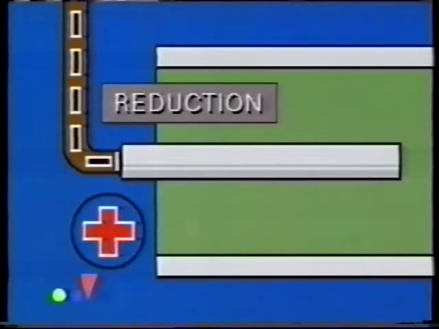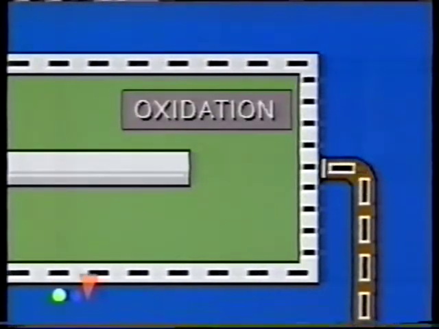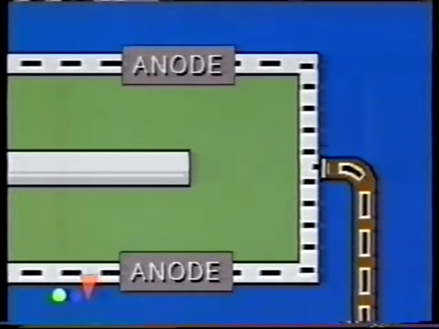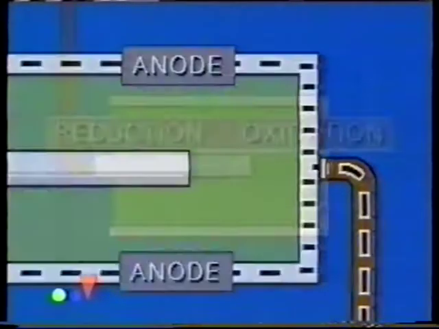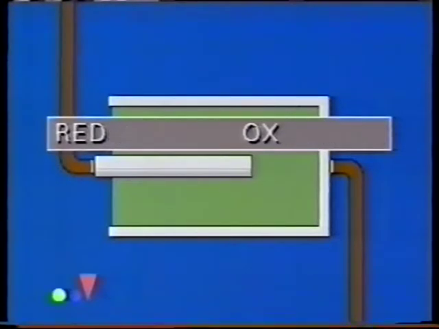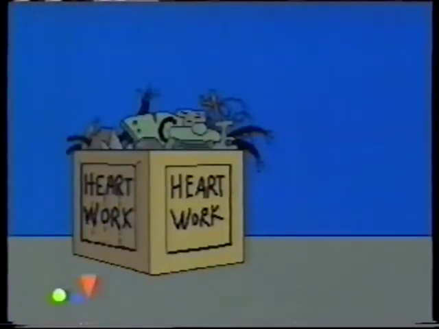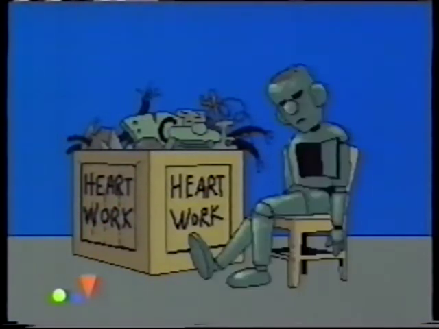Reduction, or a gain of electrons, occurs at the cathode. Oxidation, or a loss of electrons, occurs at the anode. Reduction, oxidation, redox is the name given to these battery reactions. Since an electrochemical cell of this type can be designed using a wide variety of materials, we can personally build a heart for our robot.